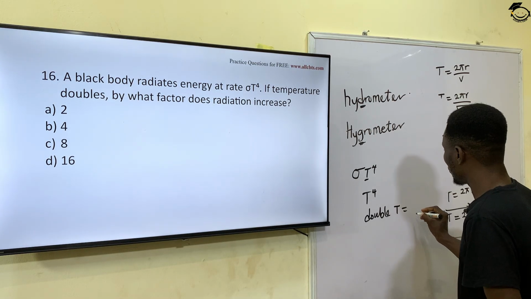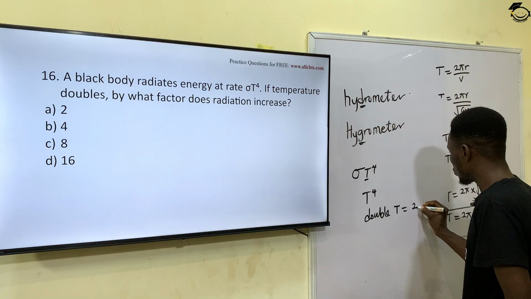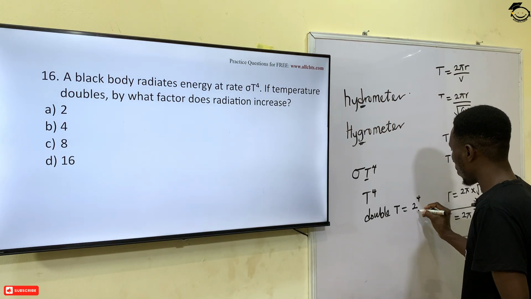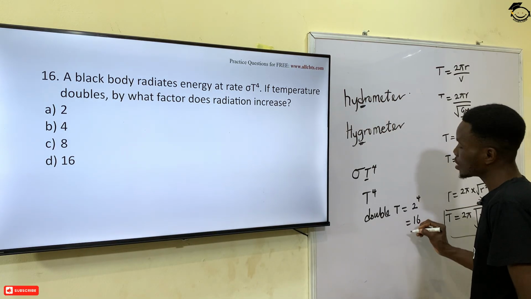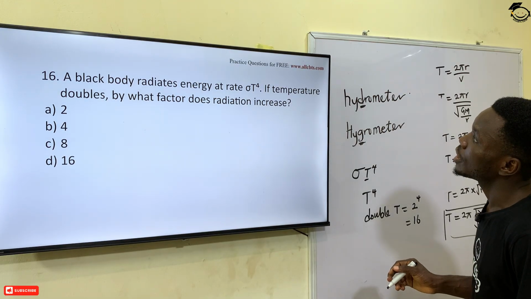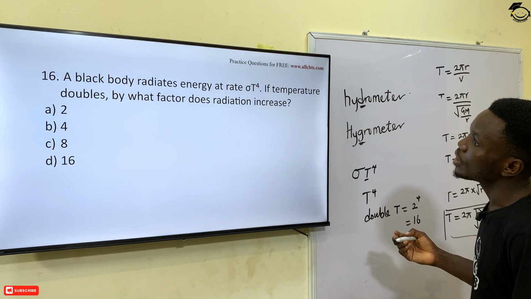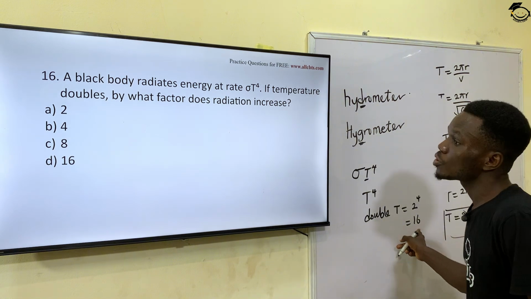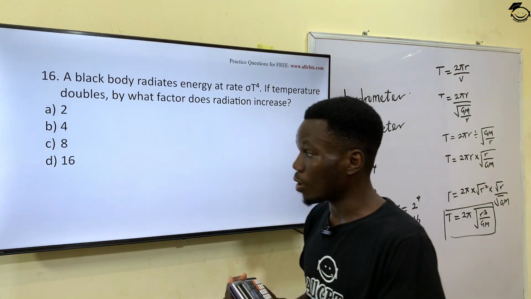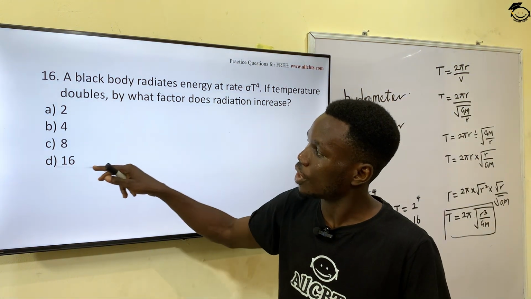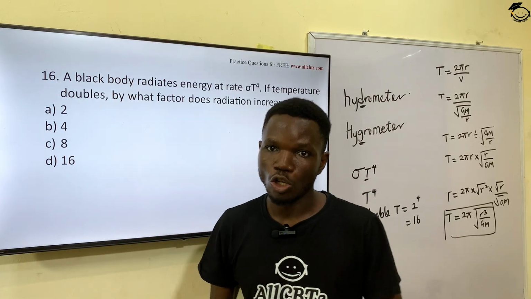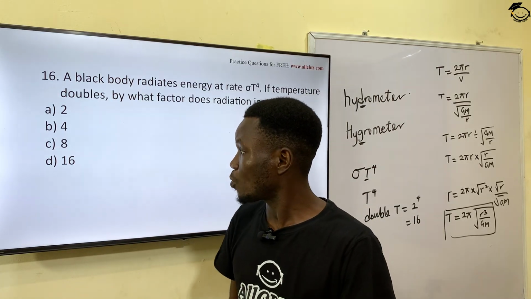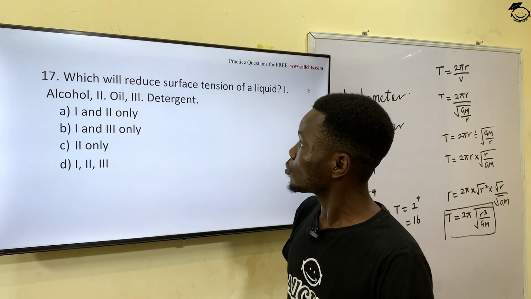So when it doubles, my double T is going to give me 2, which is the double, raised to power 4. And 2 raised to power 4 will give me what? 16. It means that if the temperature doubles, the factor by which the radiation will increase will be to the factor of what? 16. So the factor here is going to be what? 16, which is what? Option D.